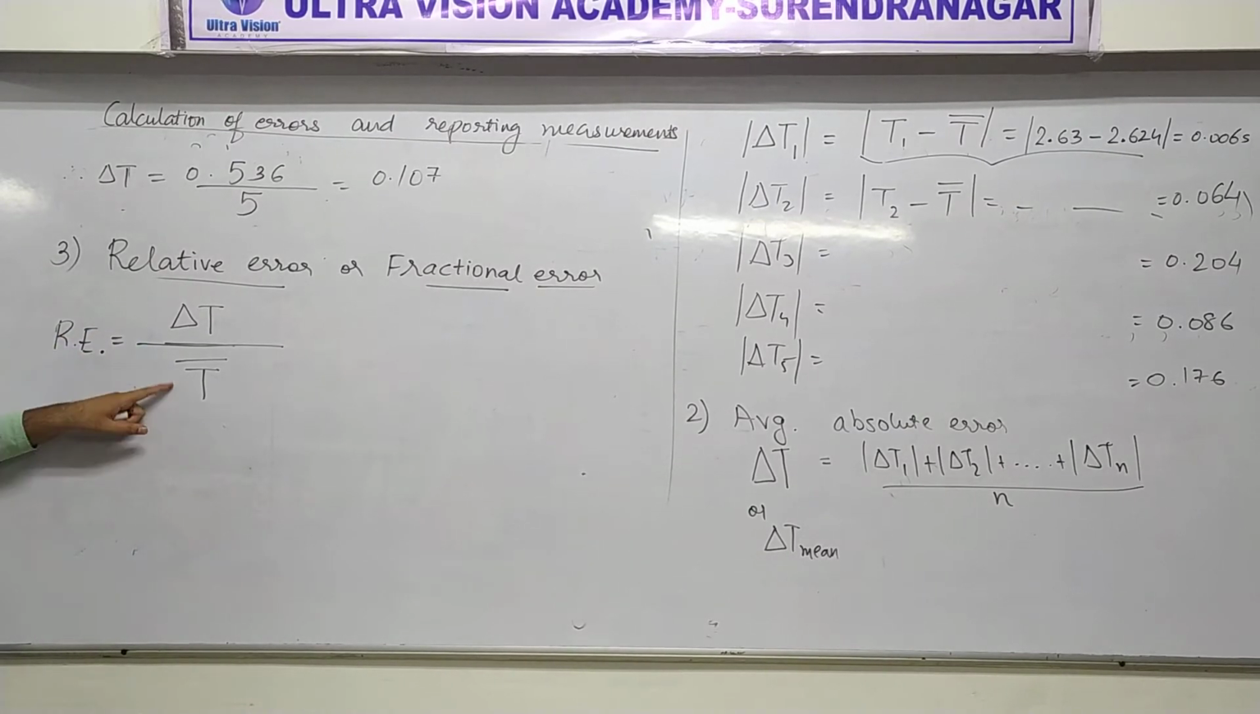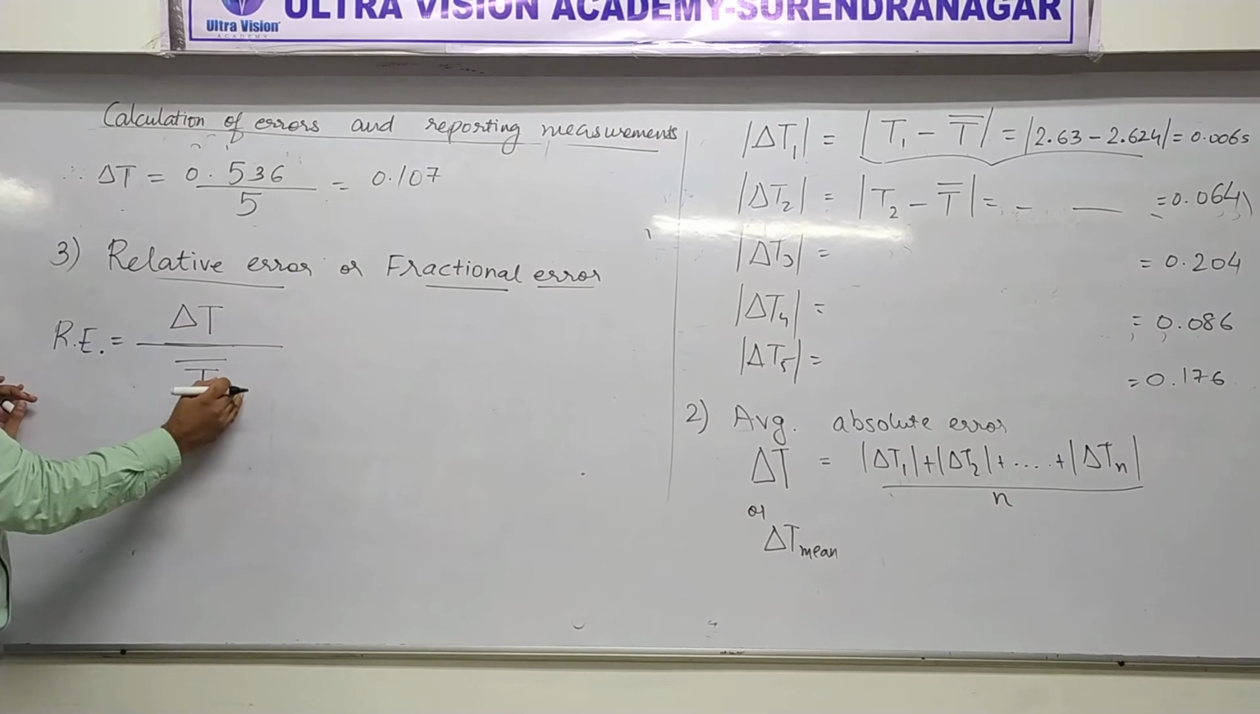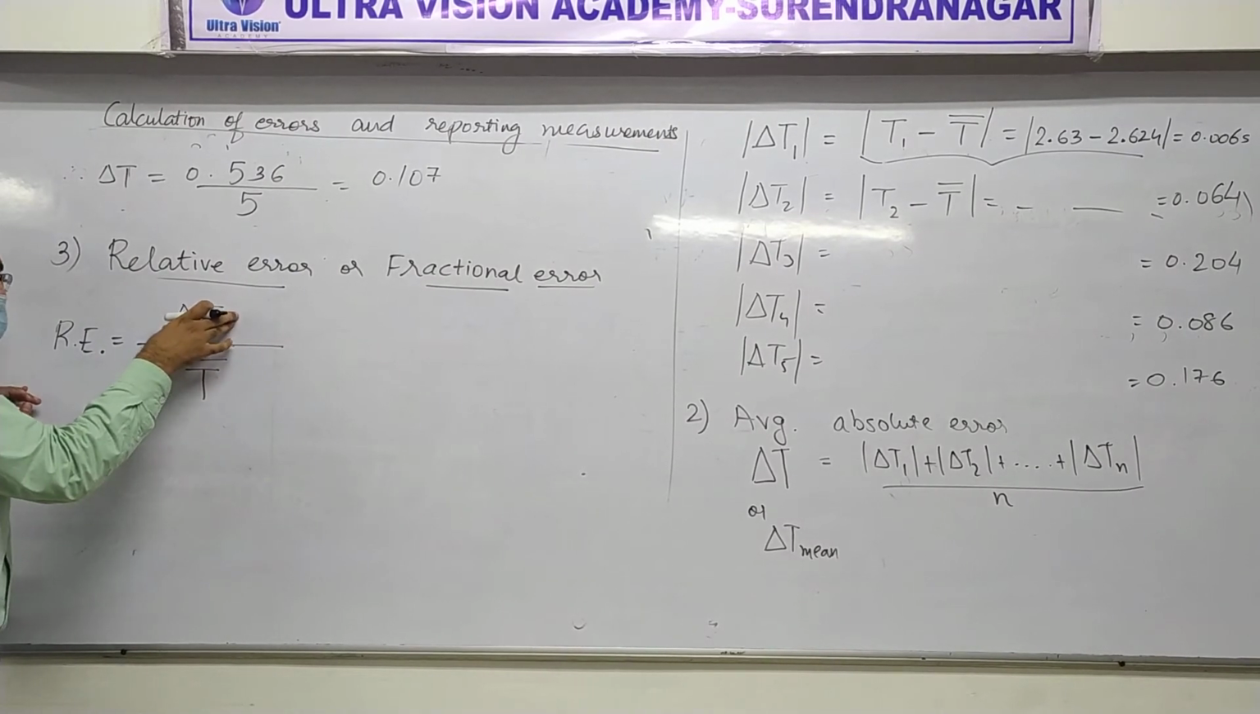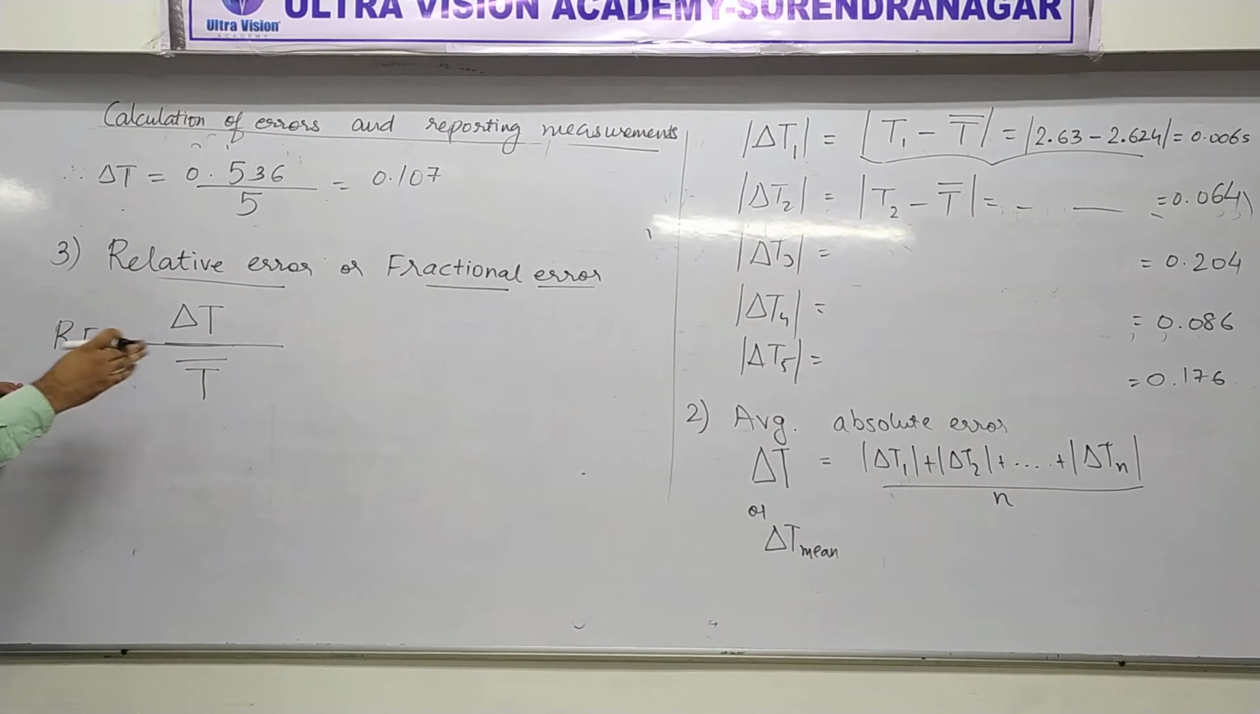Relative error of what? Of T. This is the relative error of T. Or fractional error. Again, fraction basically means division of 2 things. So division of the error divided by the measured value. That's called relative error.